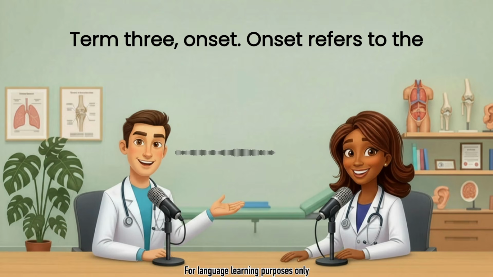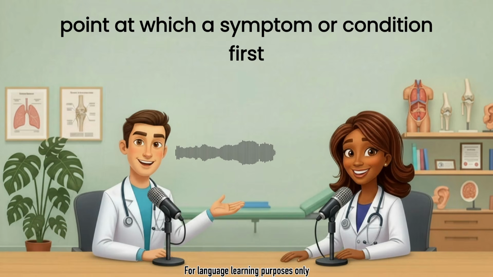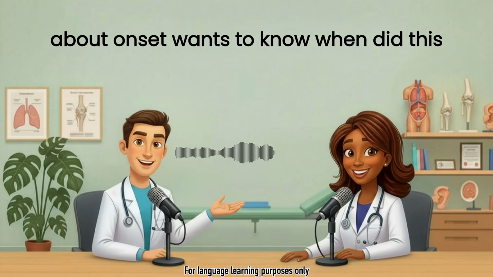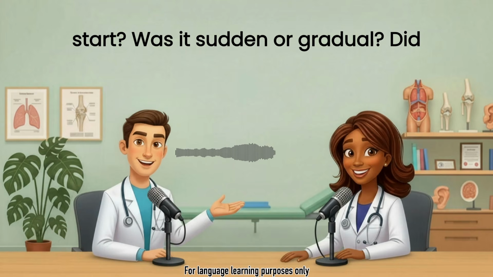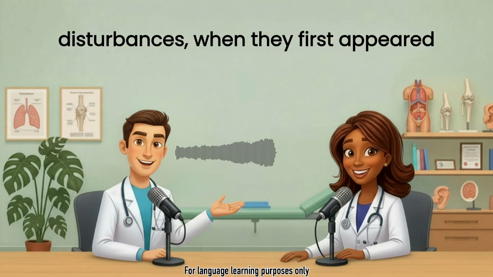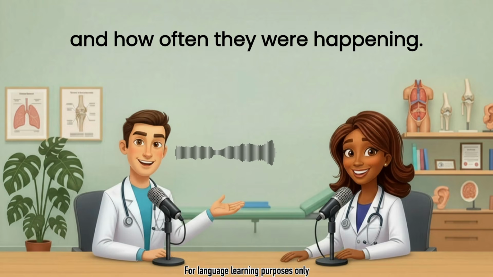Term 3. Onset. Onset refers to the point at which a symptom or condition first appeared or began. A clinician asking about onset wants to know, when did this start? Was it sudden or gradual? Did anything trigger it? Example. Dr. Bennett asked about the onset of the visual disturbances, when they first appeared and how often they were happening.